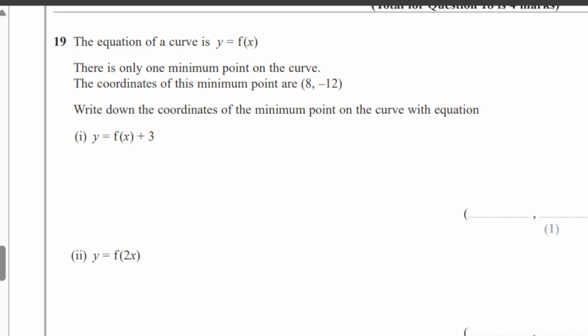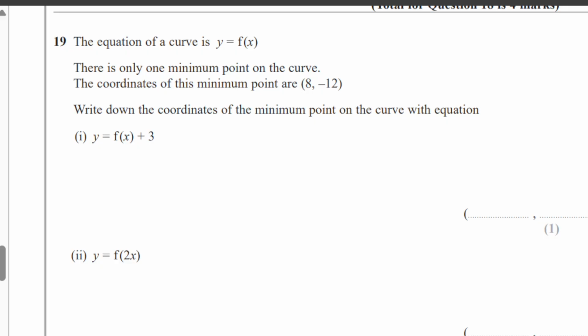Question 19 is 2 marks. It's transformation of functions. I'll solve this question and then I'll add similar scenarios to make you ready, because most of students don't understand this. So let's start by answering the question.